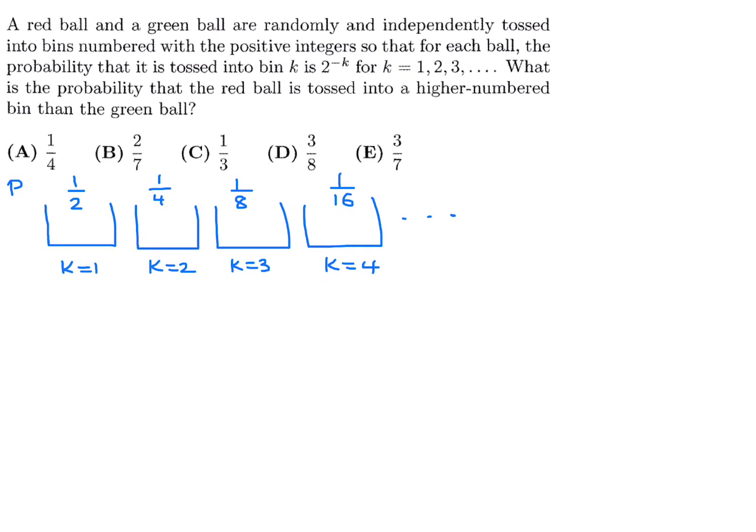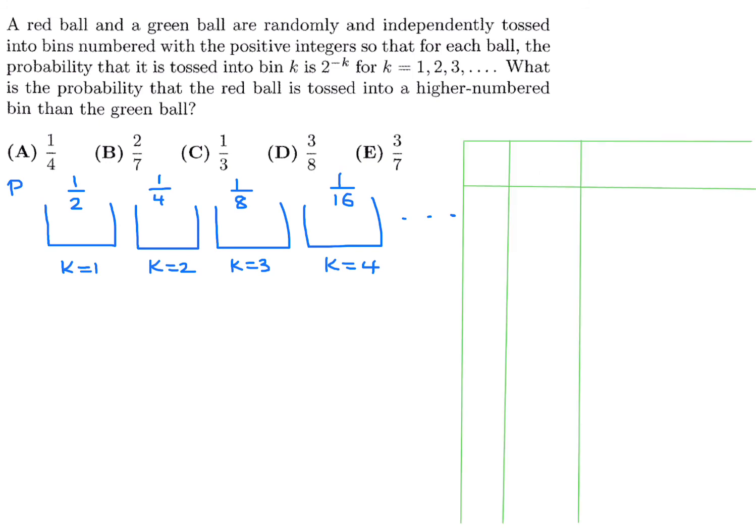Okay, so what I'll do is I'll make a little table, and let's talk about this. So we have green, red, and then the probability. So the placement of the green ball, then the red ball, and then the probability. Well, if the green ball is placed into the bin that's called K equals 1, the first one, then the red ball can go into any of the other ones. So any of the other ones except K equals 1.